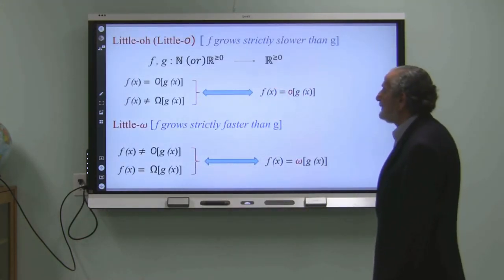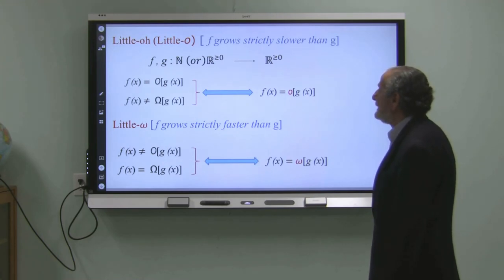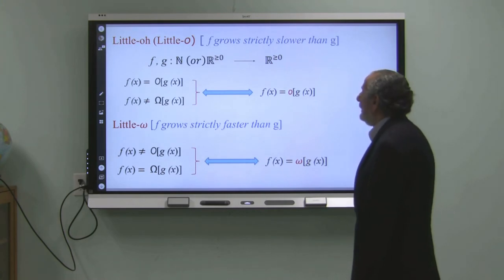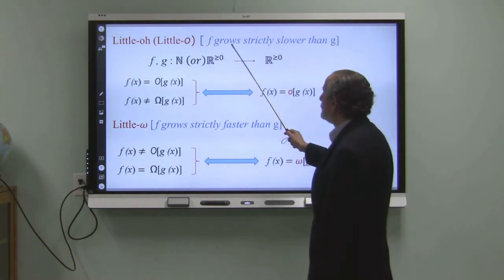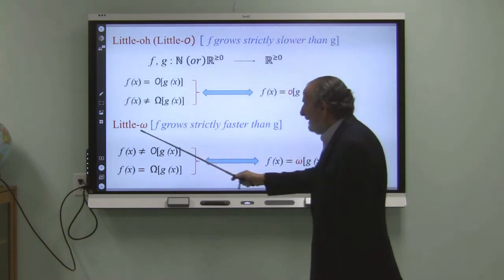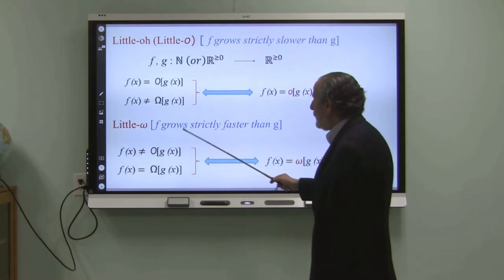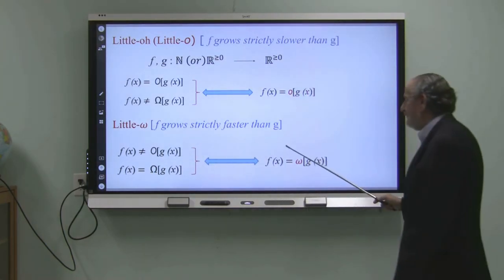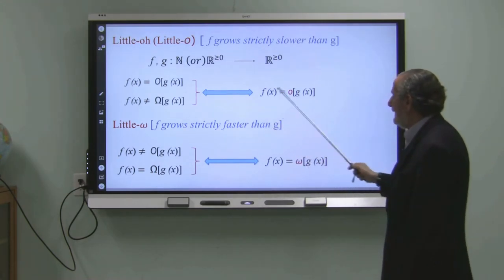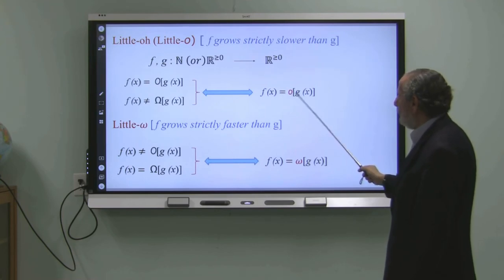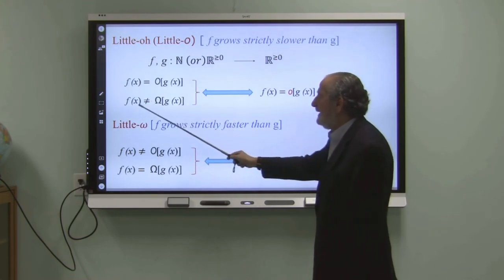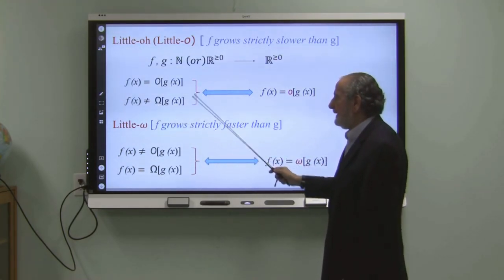Now the last two sisters I'm introducing are the little o and the little omega. Little o means f grows strictly slower than g. And little omega, f grows strictly faster than g. So exactly the definition is really simple, because once you know this, it's okay. So f(x) is little o g(x), two things. f(x) is big O g(x), and f(x) is not big omega g(x).